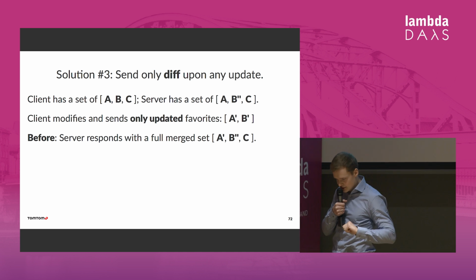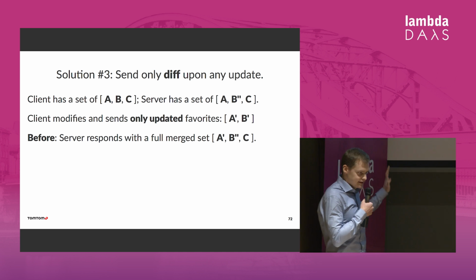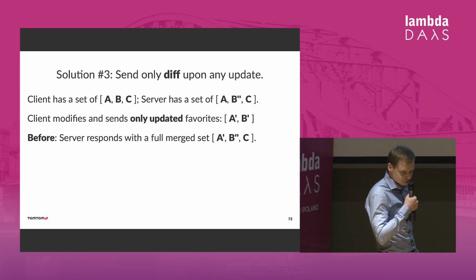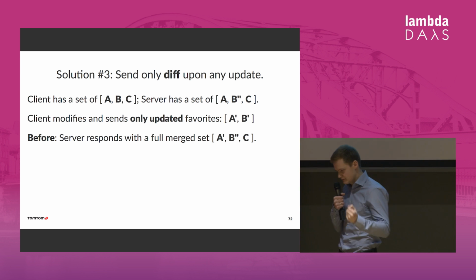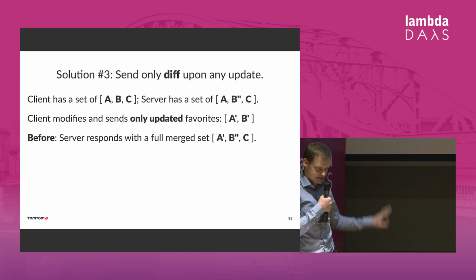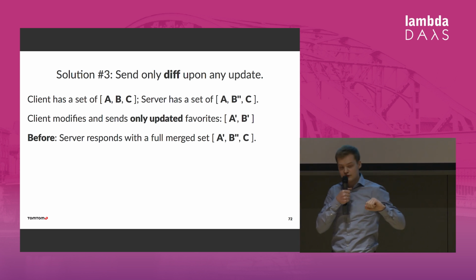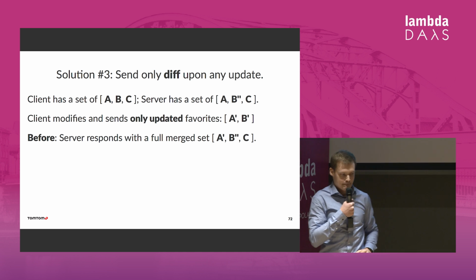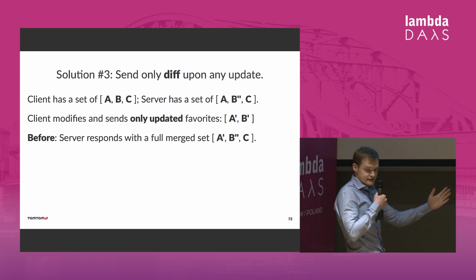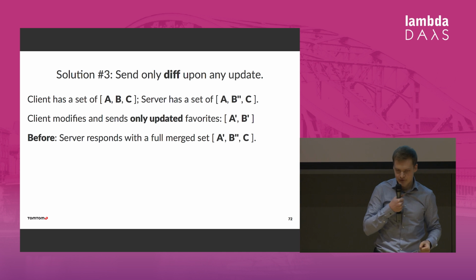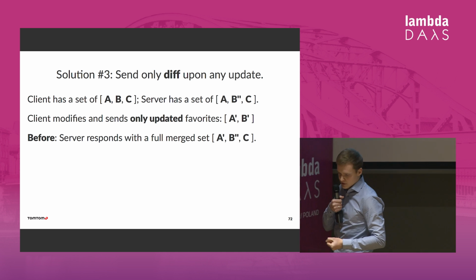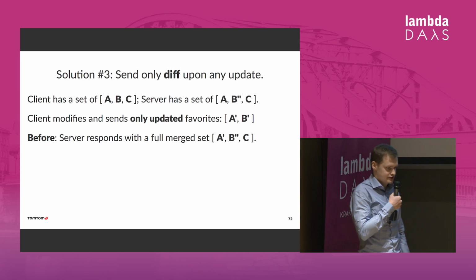So in the example I show in the slides, the client has a set of elements. The server also has a set of elements. One, the B, has been modified on the server. That's why it has this funky double quote. The client also modifies two elements in the local state, and sends them to the server. It can send only the updated ones because C has not changed.